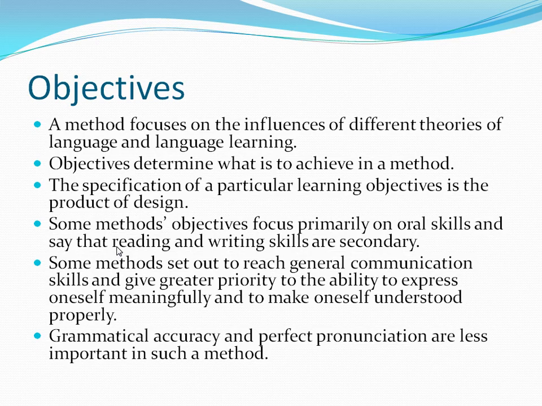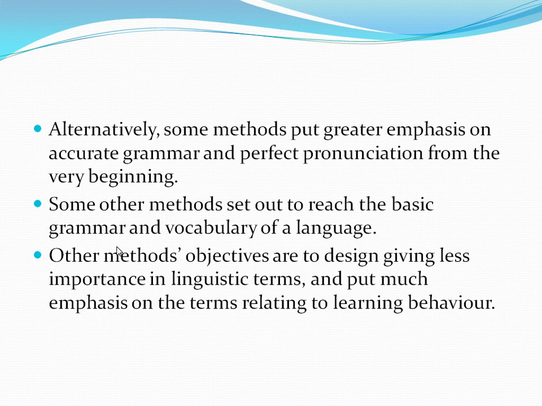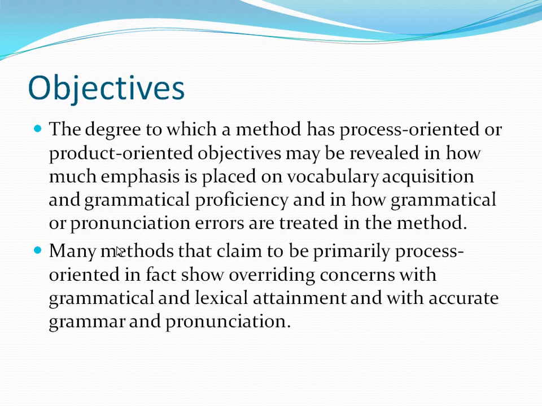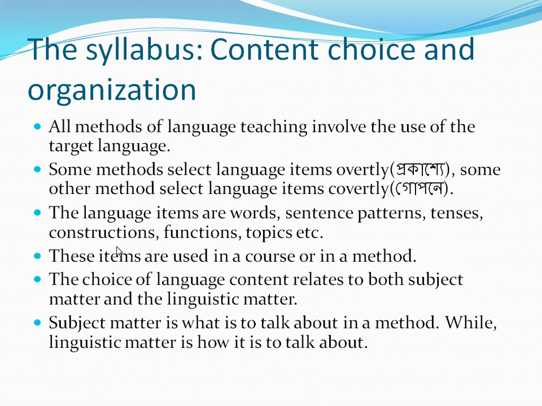And objectives. A method focuses on the influence of the different theories of the language. Objectives determine what to achieve in a method. Okay. And alternatively, some methods put greater emphasis on accurate grammar and perfect pronunciation from the very beginning. Okay. So in that case, Gatt and Gow write, learning is not seen as a means of accumulating knowledge, but as a means of becoming a more proficient learner in whatever one is engaged in. So design will be there, objectives will be there, syllabus.